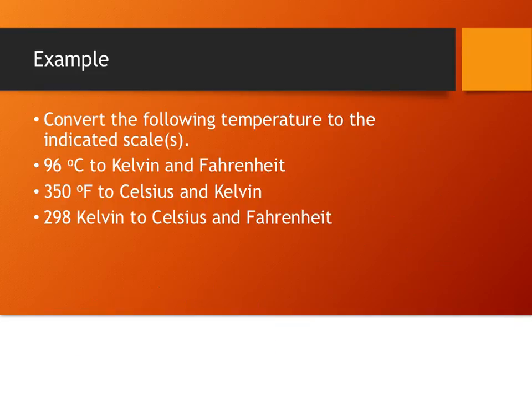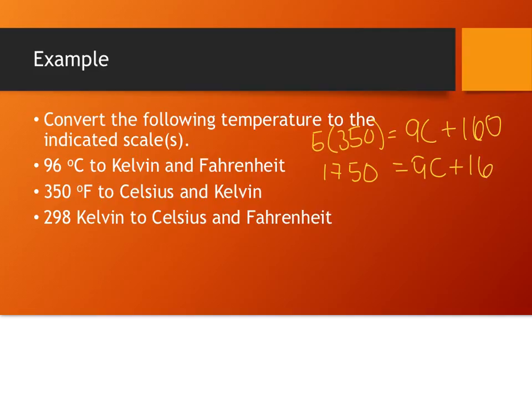Let's move on. So in this next example, we are converting 350 degrees Fahrenheit to Celsius and Kelvin. Well, we don't really know how to go Fahrenheit to Kelvin, so let's go Fahrenheit to Celsius. That gets us 5 times 350 is equal to 9C plus 160. I think I'll keep the yellow. It's actually showing up a bit. Which gets you 1,750 is equal to 9C plus 160. That says that 1,590 is equal to 9C.